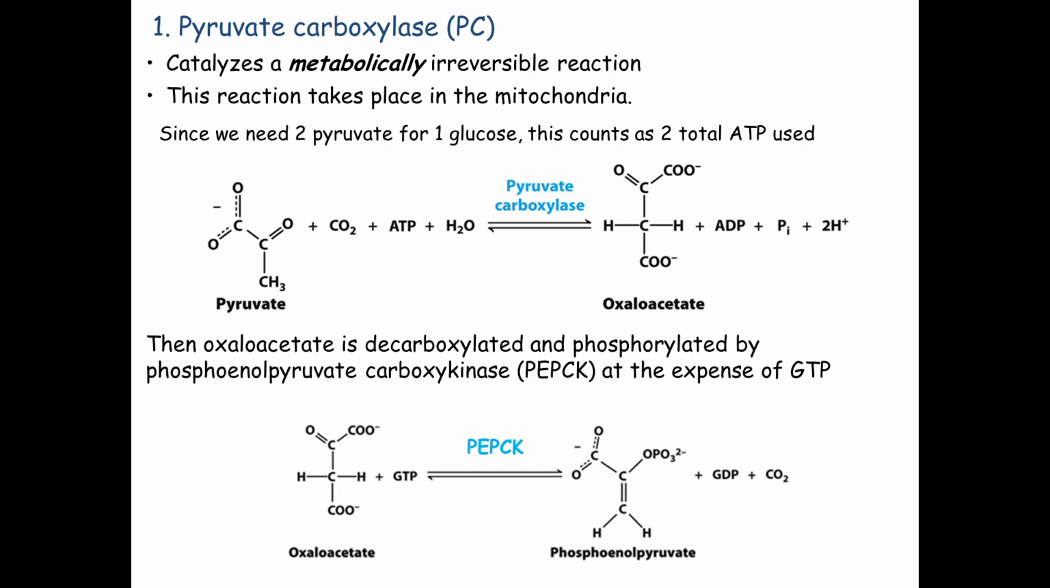No. No, there's no chance it's going to cross the membrane. It's even worse than pyruvate, right? It's got one extra carbon and it's got another negative charge. So what we need to do is convert it to something that can shuttle across the membrane.